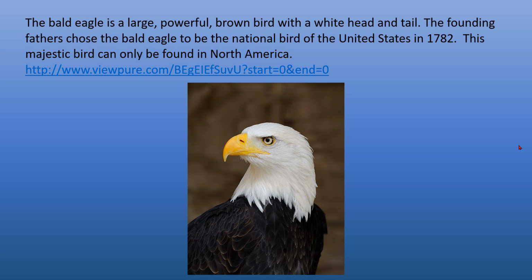Okay, here's another symbol, the bald eagle. It is a large, powerful brown bird with a white head and tail. The founding fathers chose the bald eagle to be the national bird of the United States in 1782. This majestic bird can only be found in North America.